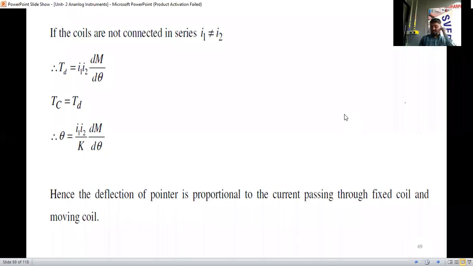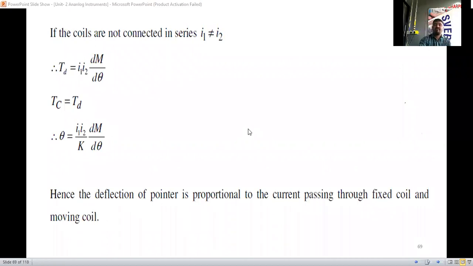So we'll go on, this is the torque equation here. See here, comparing with the PMMC instrument, the angle of deflection is directly proportional to the current. But in the moving iron instrument, the scale is not uniform because θ was directly proportional to the square of the current. Here, the deflection is proportional to the current passing through the fixed coil and moving coil, both of which it depends on.